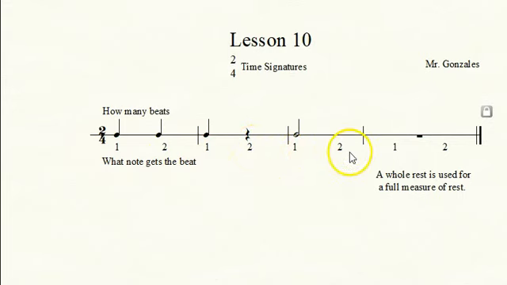Half notes get 2 beats, and instead of using a half rest, we use a whole rest to indicate a full measure of rest. A whole rest is used for a full measure of rest, even if there are only 2 beats in each measure. In writing music, a half rest and a whole note are never used in 2-4 time.